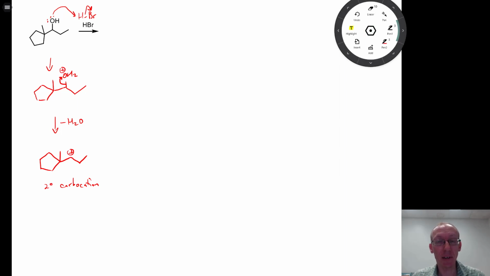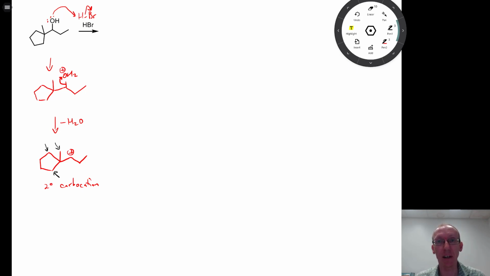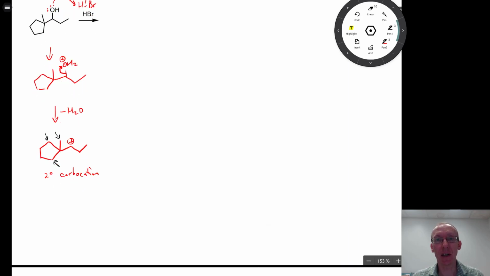So next door to that carbocation, we've got 3 alkyl groups. We've got this methyl group here, we've got this part of the ring, and we've got that part of the ring. So any one of those 3 groups can migrate and form a more stable carbocation. So in this question, we're not just being asked, can we spot that a carbocation is formed and that it rearranges, but what will it rearrange to? So we've got a choice between a methyl group here migrating or one of these groups over here.